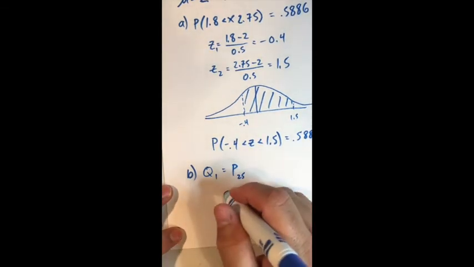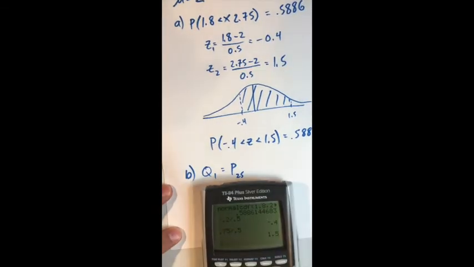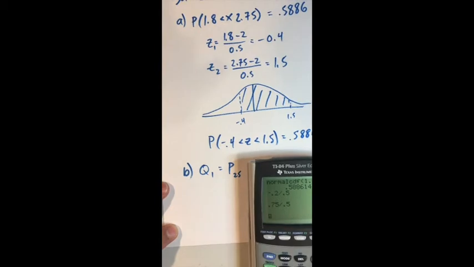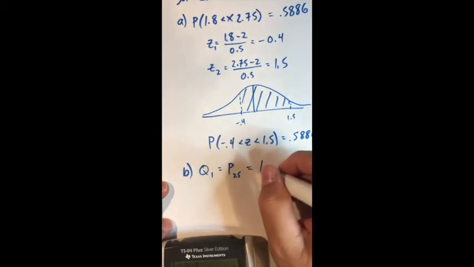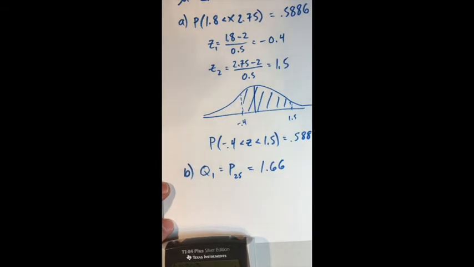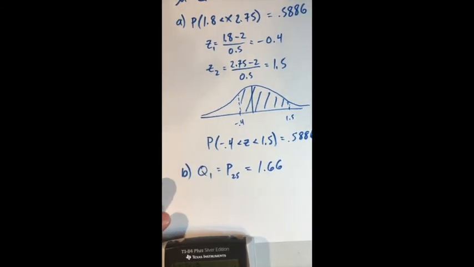So just like we did on example 1, we can go second VARS, inverse normal. We put in 0.25. We put in our mean of 2 and our standard deviation of 0.5. And we get 1.663. Let's call it 1.66. That's probably good enough. So 1.66 is our Q1, or our 25th percentile.